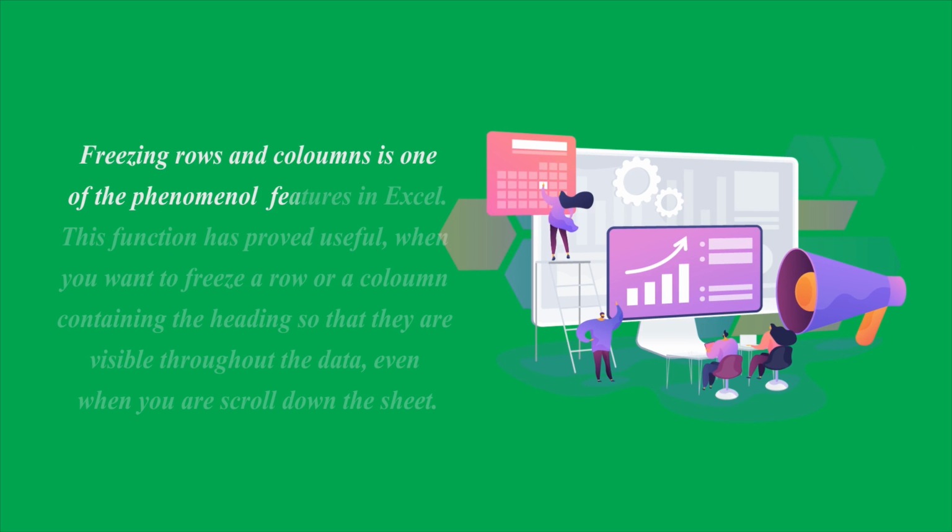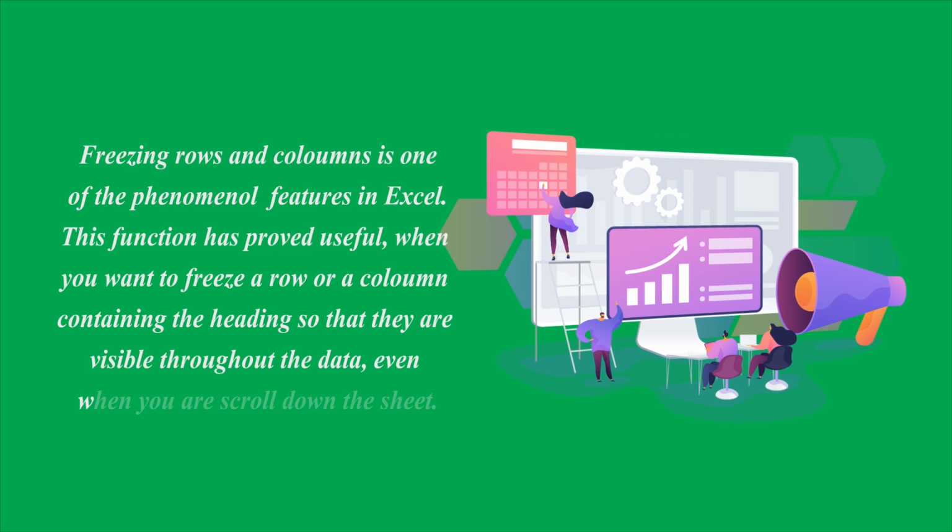Freezing rows and columns is one of the phenomenal features in Excel. This function proves useful when you want to freeze a row or column containing the heading so that it is visible throughout the data even when you scroll down the sheet.